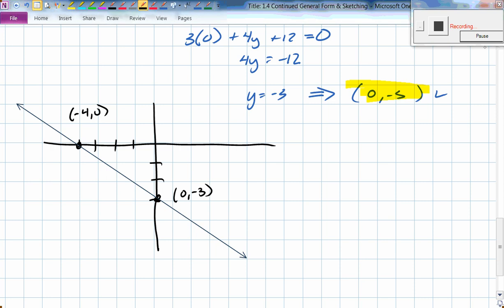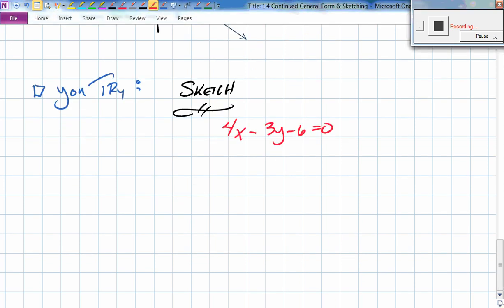So, last part of the day, go ahead, take a linear equation in general form: 4x minus 3y minus 6 equals 0. And make a sketch using the intercepts.